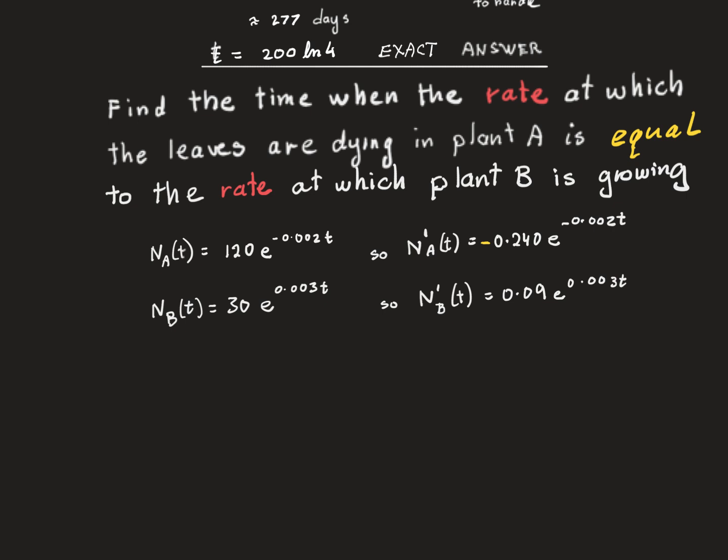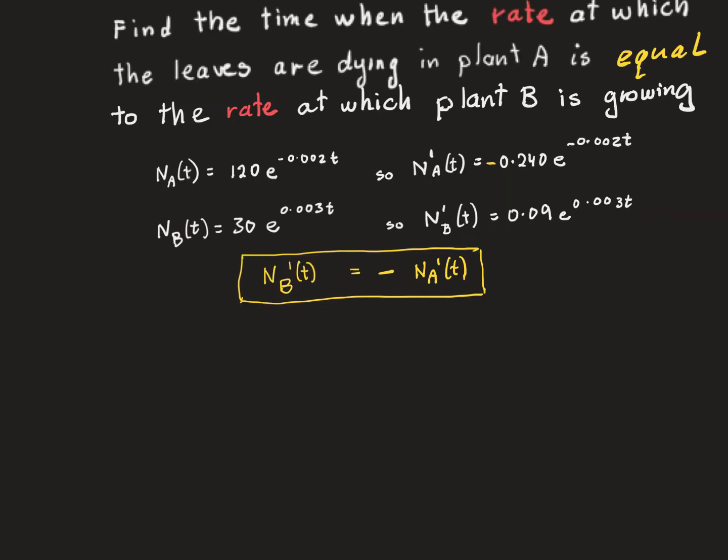Now please note, if the rate at which the leaves are dying in plant A is equal to the rate at which plant B is growing, then plant B's rate must be the negative of plant A's. Therefore, we can equate 0.09 e to the 0.003t, which will be equal to negative 0.24 e to the minus 0.002t.